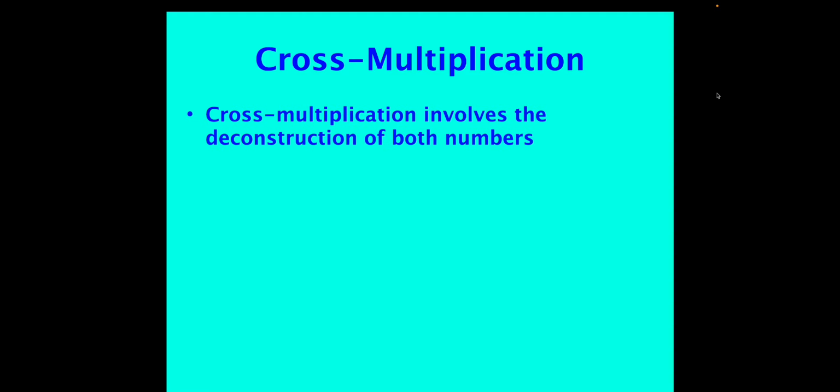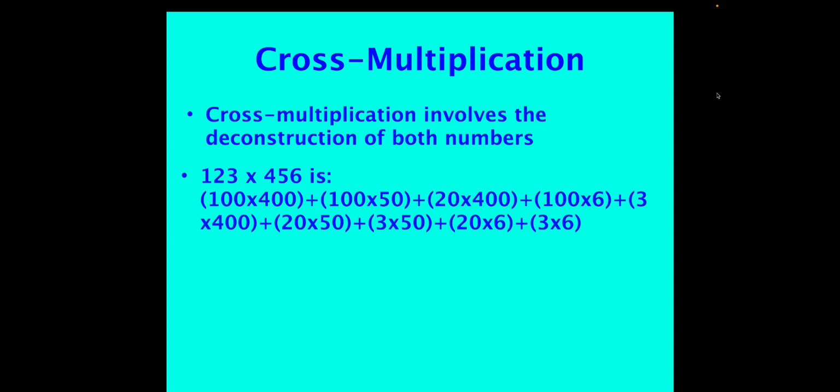So what is cross multiplication? Fundamentally, while school method involves deconstructing one of the numbers, cross multiplication involves the deconstruction of both numbers. So when we're multiplying 123 times 456, we are breaking it apart into a series of 1 by 1 multiplications. I have written it out here in the most expansive way I could. And it's also working from left to right here.